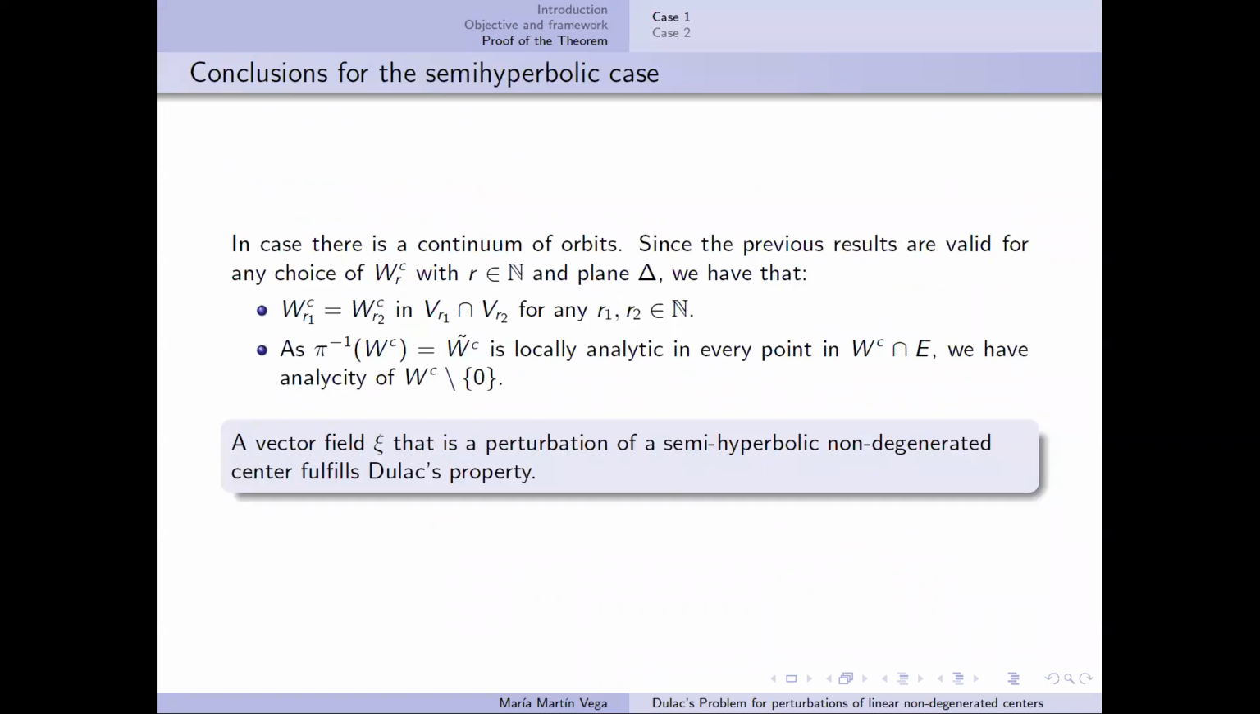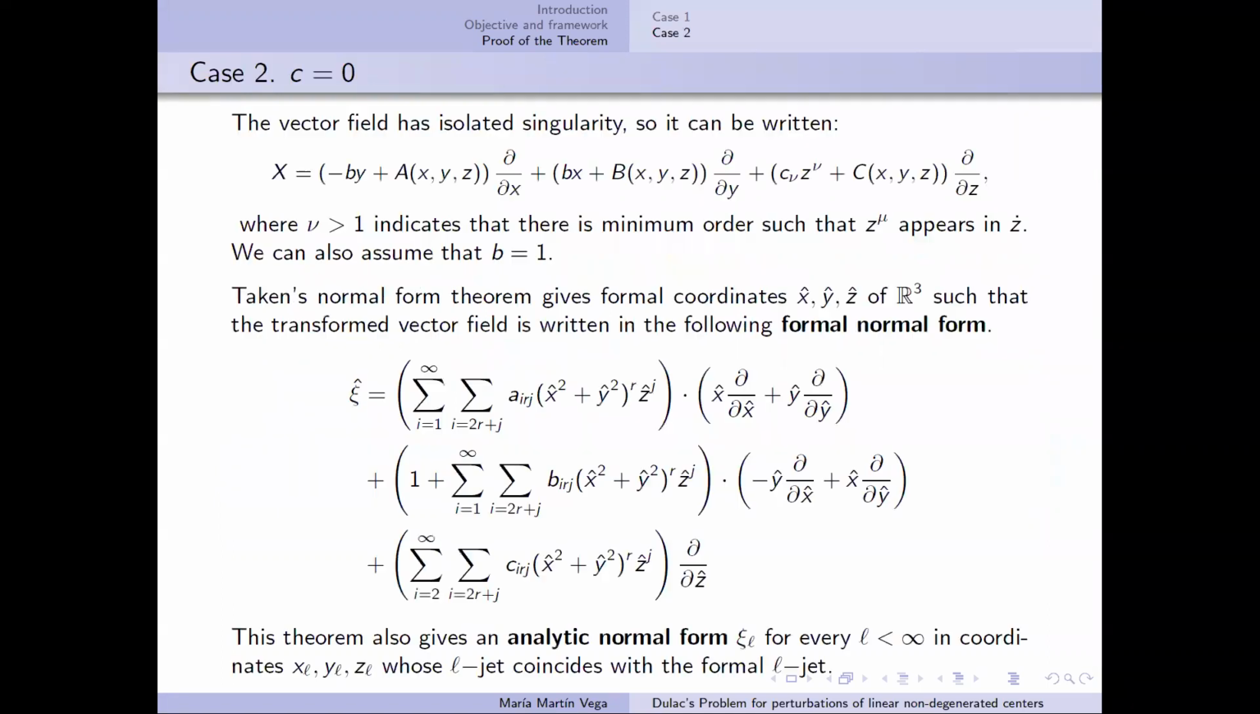First, for the first case, we find that as the results are true for any of the choices of the center manifold, we find uniqueness of the center manifold. And in particular, as it is defined by the flow of the vector field, this center manifold is locally analytic, and we can prove it for any point out of 0. So the final conclusion for this first case is that a vector field that is a perturbation of a non-degenerate center fulfills Dulac's property in the semi-hyperbolic case.